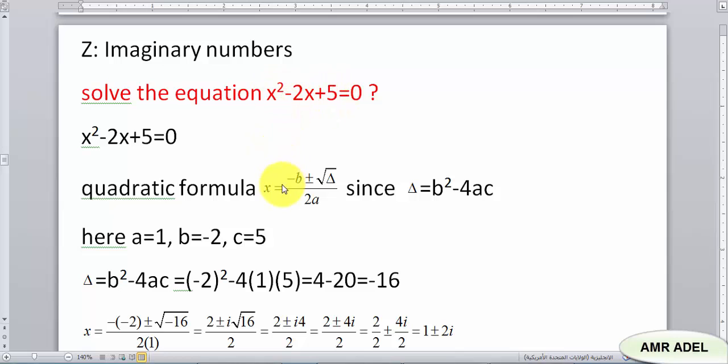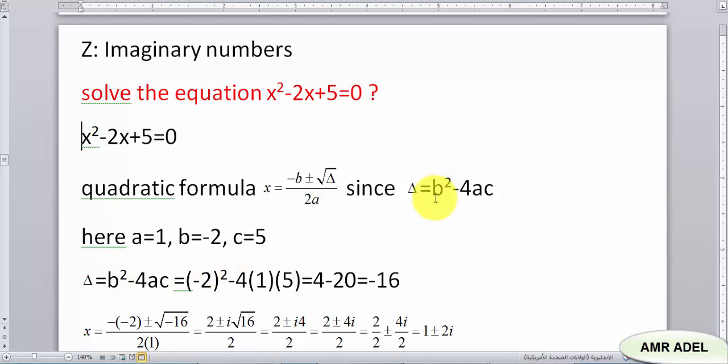We have to solve it using what? The quadratic formula, which is minus b plus minus square root of delta over 2a. Delta is b squared minus 4ac. a is the coefficient of x squared, b is the coefficient of x, and c is the coefficient of non-x. So here the x squared coefficient is 1, the coefficient of x is minus 2, and the coefficient of non-x is 5.